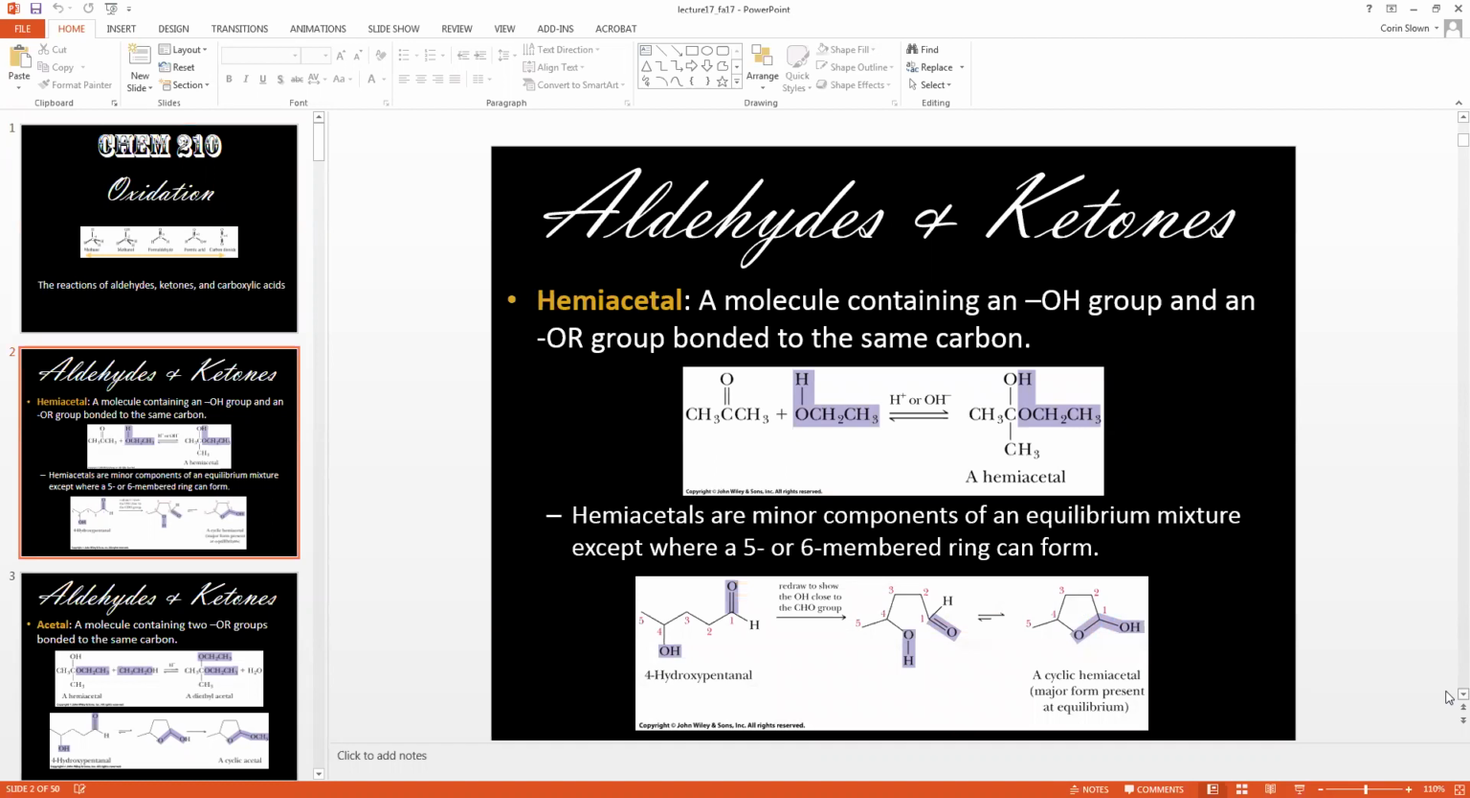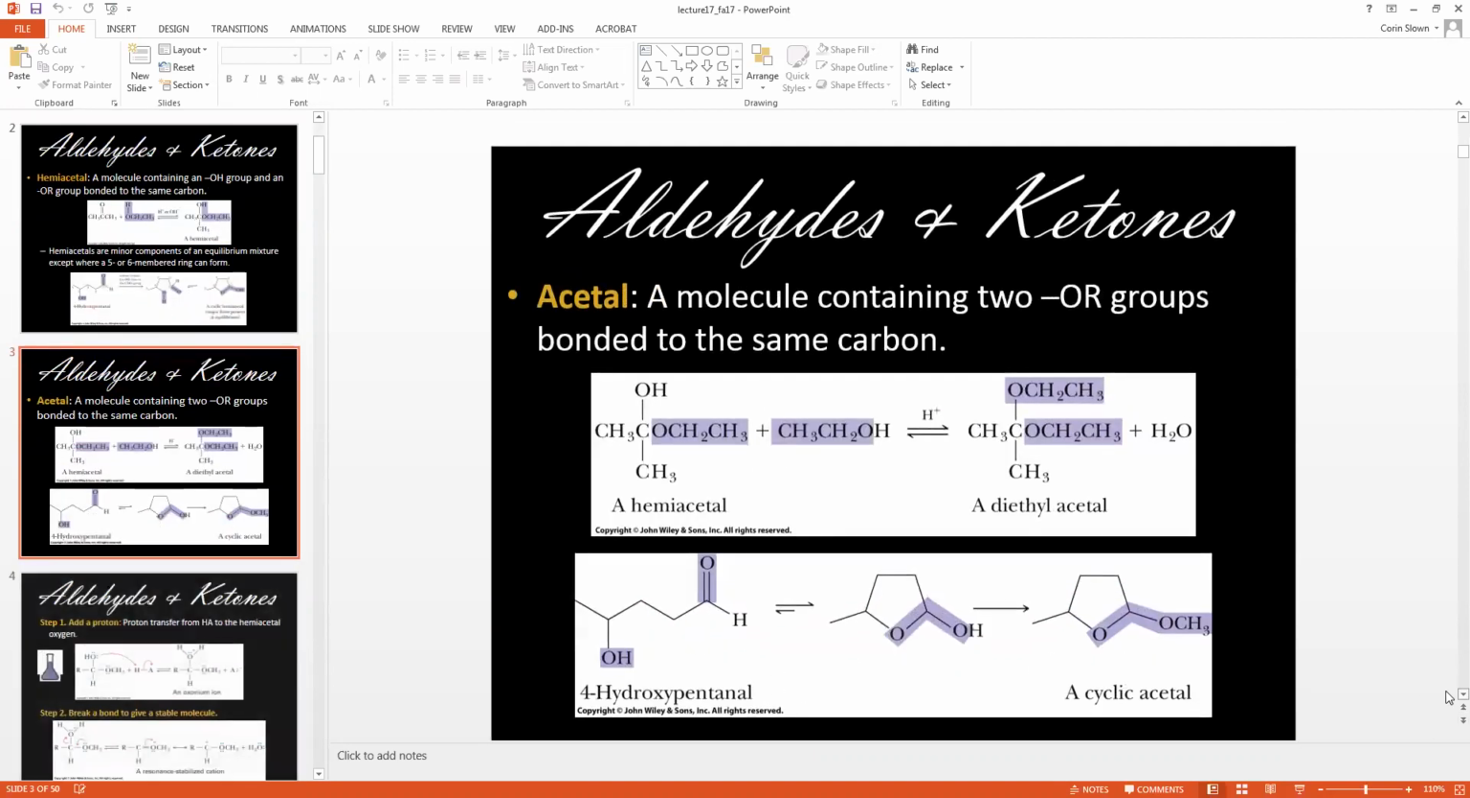The first thing we're going to talk about today is drawing mechanisms for the formation of hemiacetals and acetals. So a hemiacetal is a molecule that contains an OH group and an OR group bonded to the same carbon. Hemiacetals are going to be the minor components of an equilibrium mixture, except where you can form a 5 or 6 membered ring, which is shown below.